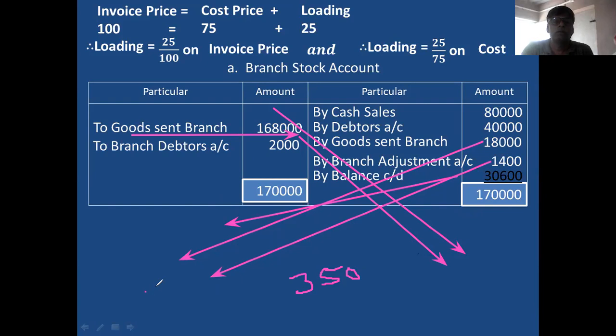350 loading you have to take on the debit side as branch stock account, and the remaining 1,050 you have to take in the P&L account. 350 in the trading account, 1,050 in the P&L account. This is loading, this is cost. Cost goes to P&L account, loading goes to trading account. This is the point to remember regarding branch adjustment account.